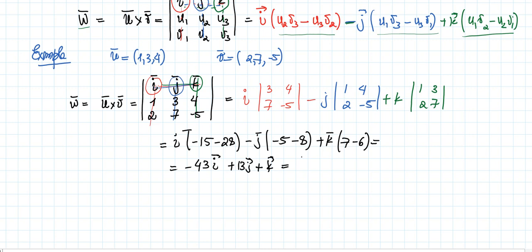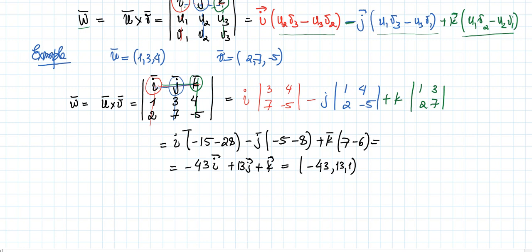This is going to be a vector with the components minus 43, 13, and 1, right? Do you remember yesterday we talked about the IJK notation of vectors? We say that when you write down the vector with the IJK notation, the coefficients of I, J, and K are just the components of the vector. I means the first component of the vector, J means the second component, and K means the third component of the vector.